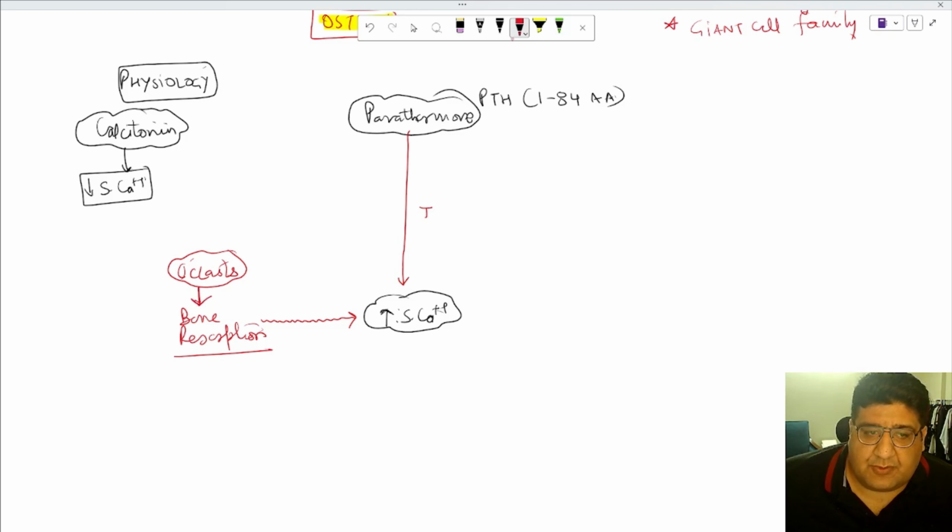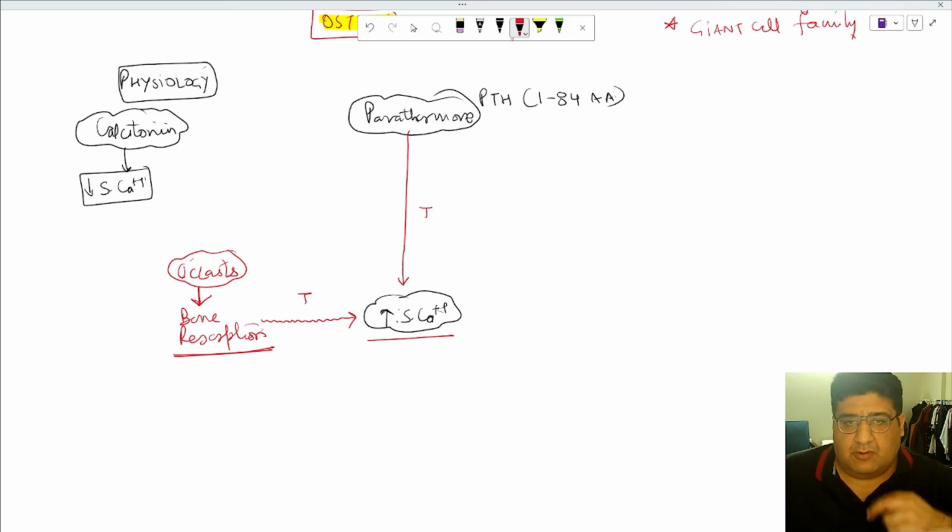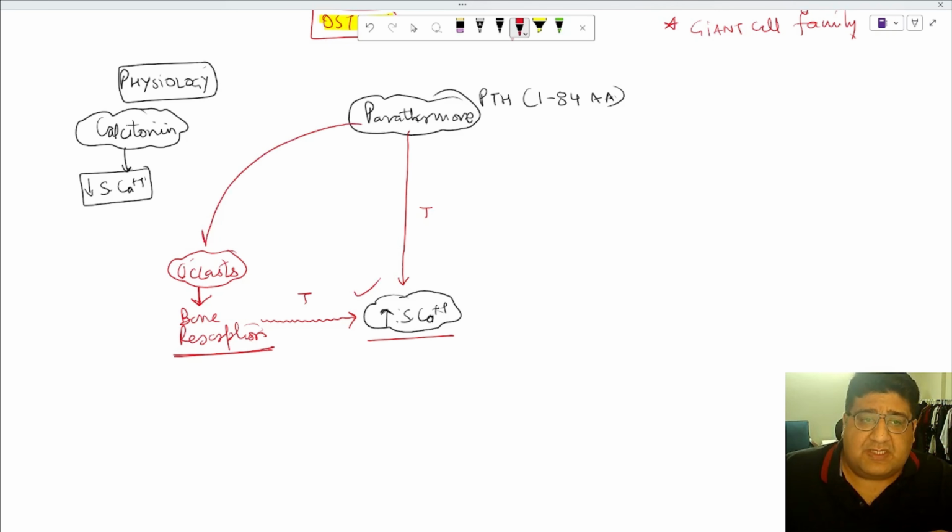Osteoclast leads to resorption of the bone, and resorption of the bone further leads to increase in serum calcium level, true or false? True. Now listen to my third statement and tell me true or false. So can I say that in order to increase the serum calcium level, parathormone basically directly stimulates osteoclast to lead to resorption of the bone in order to increase the serum calcium level? Now tell me true or false?